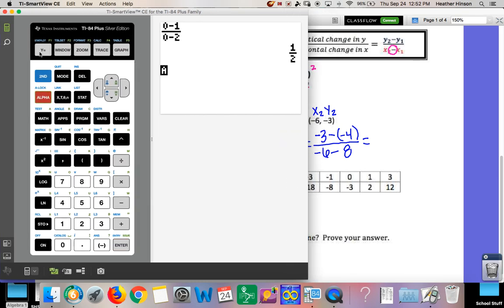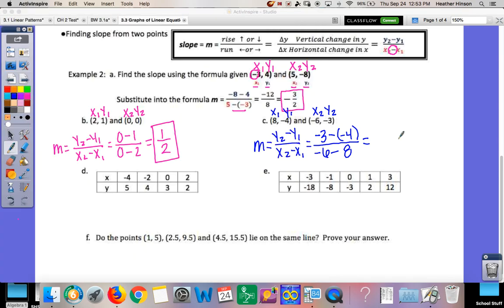So alpha, y equals, enter to get your fraction. We have negative 3 minus parenthesis negative 4. On the bottom, negative 6 minus 8. And we just hit enter. Your calculator will simplify it for you, so you don't have to worry about that. The only time you have to worry about it is if you solve it by hand. Make sure you simplify everything. So negative 1 over 14.